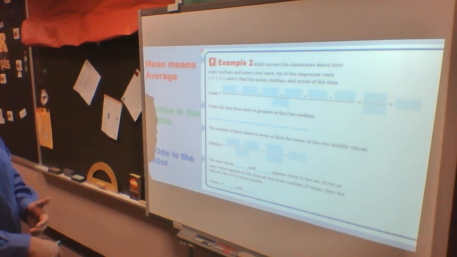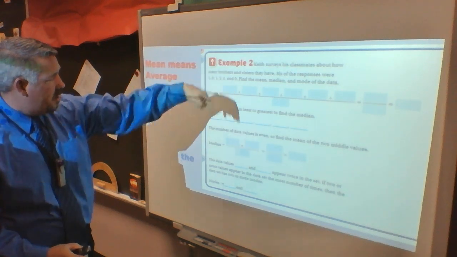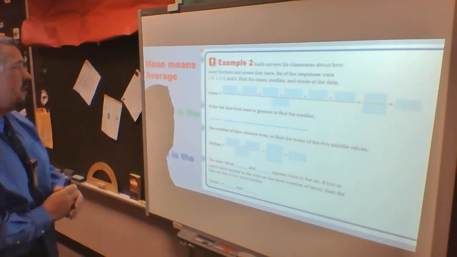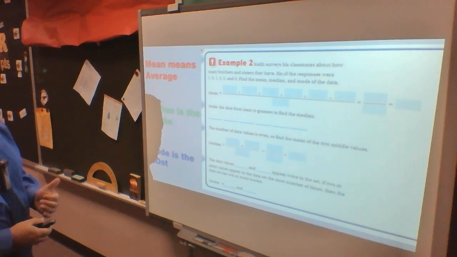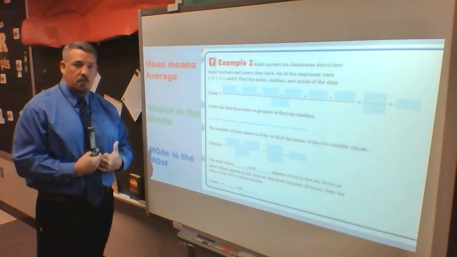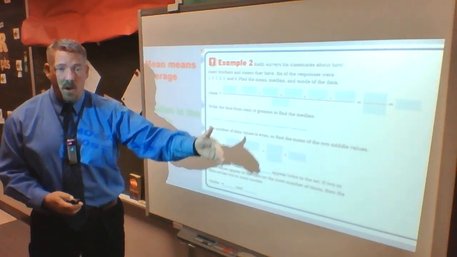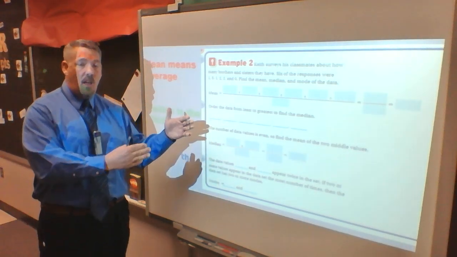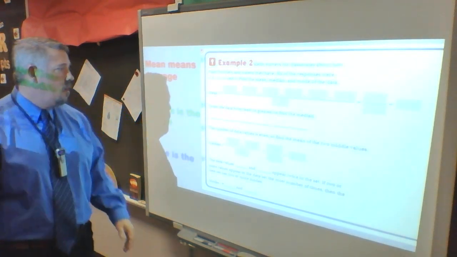6 of the responses were 1, 3, 1, 2, 2, and 0. A single lonely child all by themselves. Find the mean, median, and mode of the data. So once again, as I'm writing them down for the first time to do the math, I'm going to put them in order from least to greatest. That way I just have to use that line of information and I don't have to do it again down here. So I put them in.